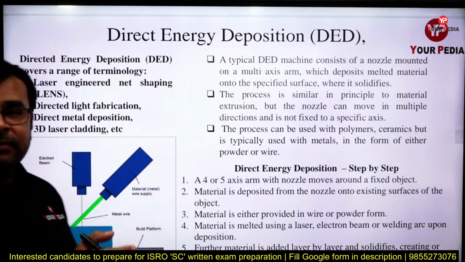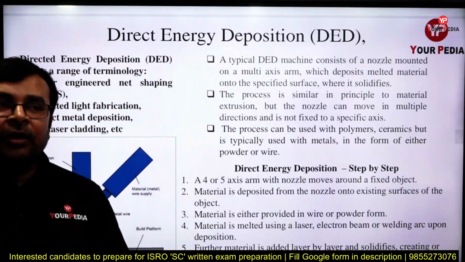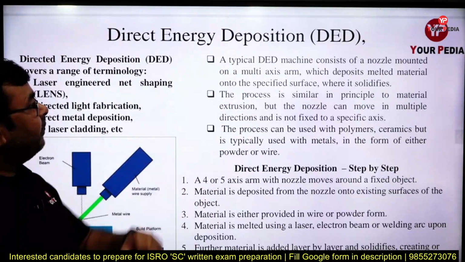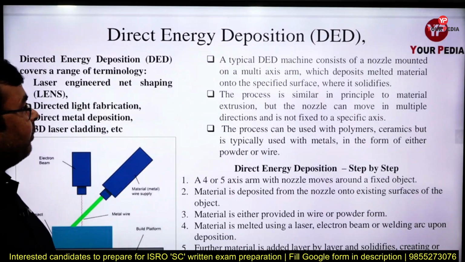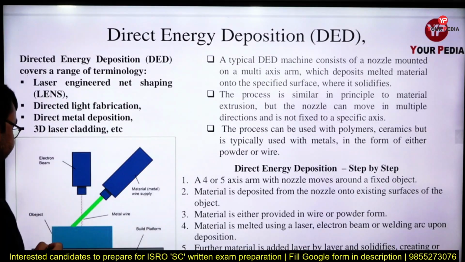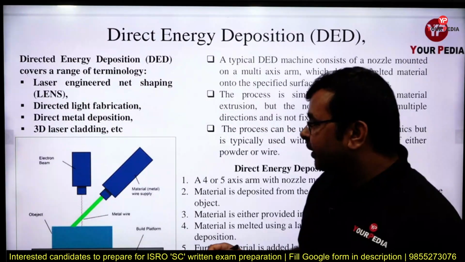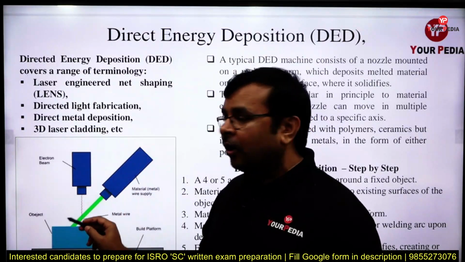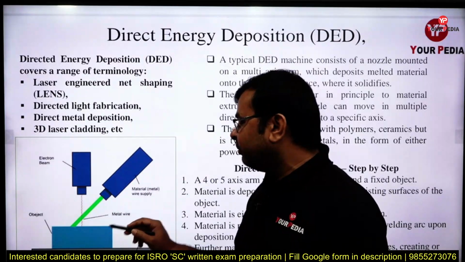In those methods we use different power sources and different forms of metals, either in the form of powder or in the form of wire feedstock. A typical DED machine consists of a nozzle mounted on a multi-axis arm which deposits melted material onto a specific surface. You can see here again you have a build platform called the substrate, and over the substrate we deposit the material according to the shape of the final product. This is the power source, which may be an electron beam, a laser beam, or a welding arc. So many power sources are used for the deposition of the material.